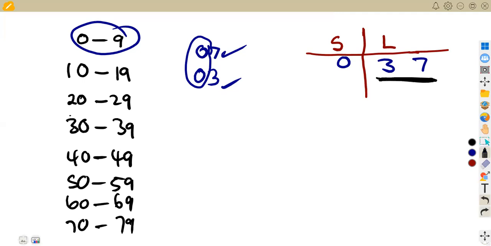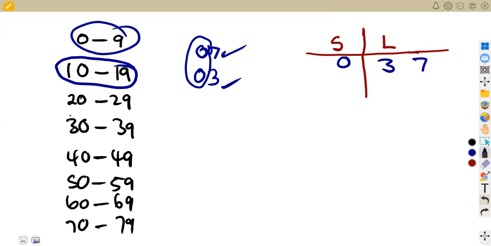So it means we can take back our numbers from this concept to say our number is 03. That's our first number. Our second number is 07, which is the same as a 7.